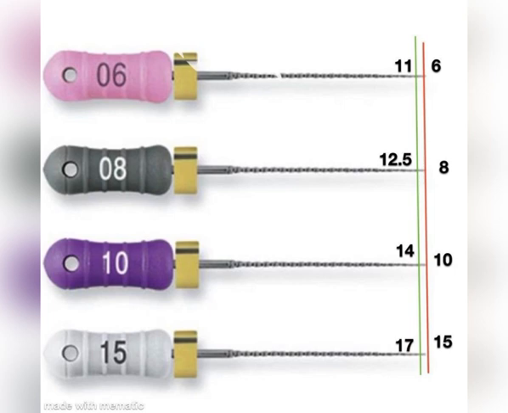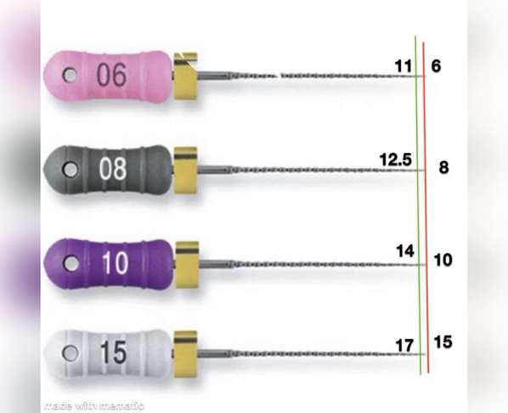So if you take a size 6 C Plus file, D0 is going to be 6, D1 is going to be 11, and D2 is going to be 16. And if you take a size 8 C Plus file, the D0 tip size is going to be 8, and as I said, it's going to be a 4.5% incremental rise in the first 3 millimeters. D1 is going to be 12.5, and D2 is going to be 16.5.